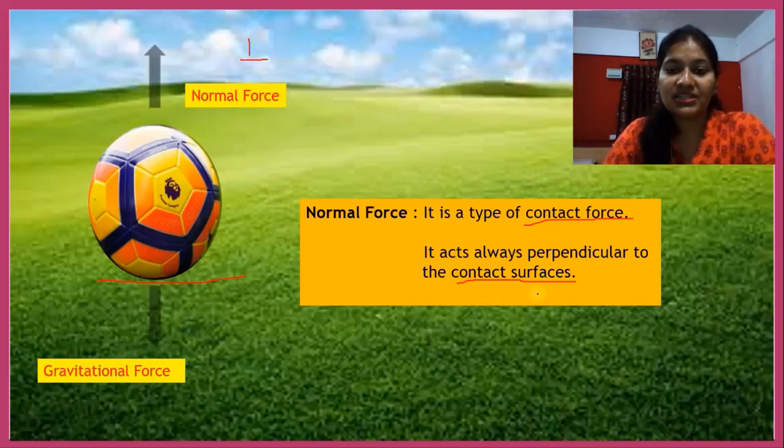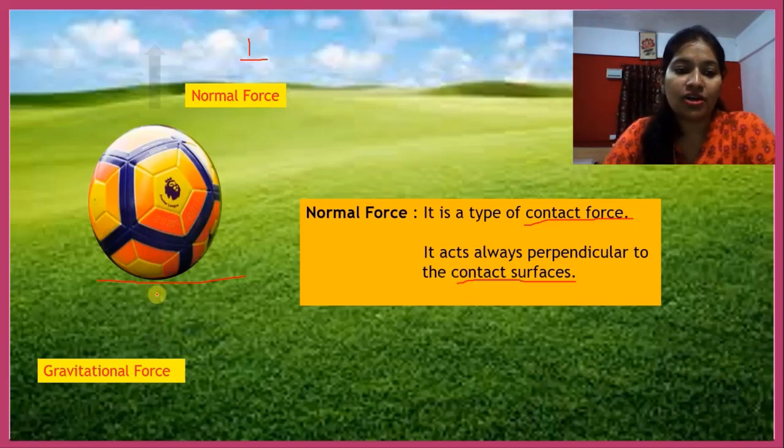Once again I am repeating. It always acts perpendicular to the contact surface. What is the contact surface? Here, perpendicular, 90-degree angle, and in the upward direction. Clear?